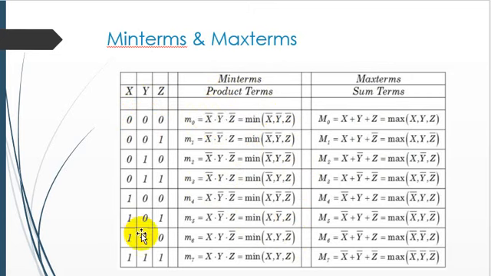For example, another combination we can see is 1 0 1, so the min term is m5. X is 1, so there is only x, y is 0, so y has a complement, and z is 1, so it is again without complement. So this is the min term representation of any Boolean expression in SOP.